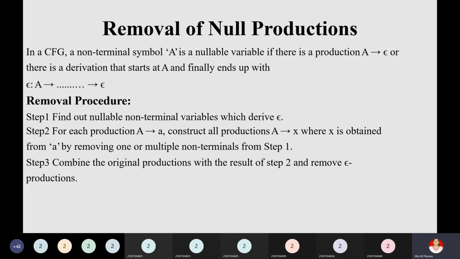We have to identify the nullable variables first, then we can remove the null production. For that there are 3 steps given. Step 1: Find out nullable variables. Step 2: For each production A tends to alpha, construct all productions A tends to X where X is obtained from alpha by removing one or multiple nullable non-terminals from step 1. Step 3: We need to combine the original production with the result of step 2 and remove the null productions. Okay, so we'll see with an example.